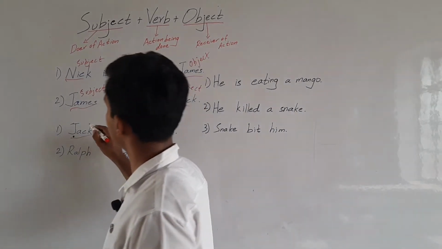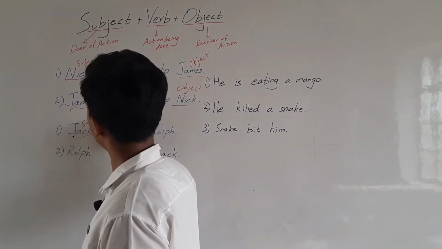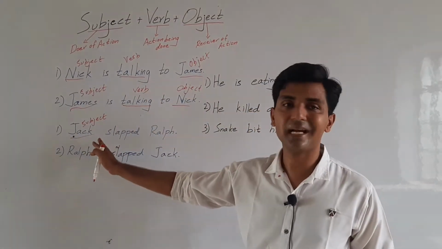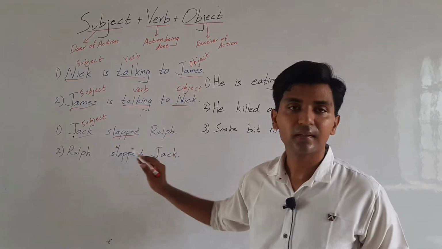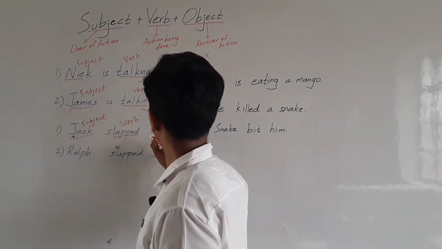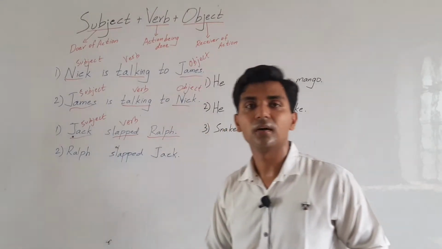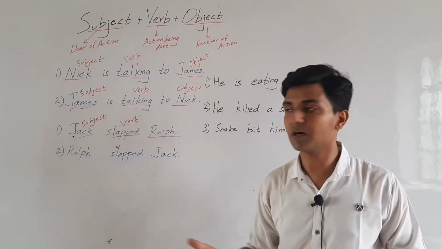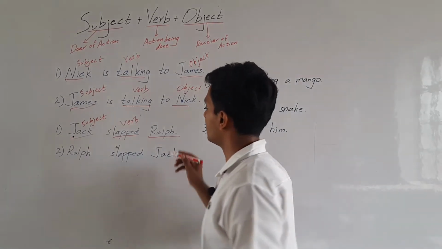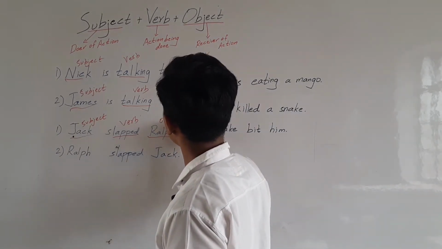So here Jack is subject because he slapped him, and his slapping, this action, is verb. And who is Ralph? Ralph was slapped by Jack in a funny way, so he is object.